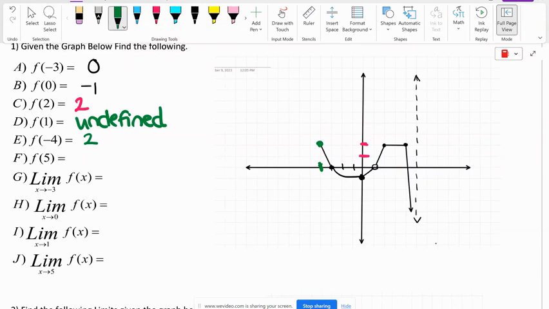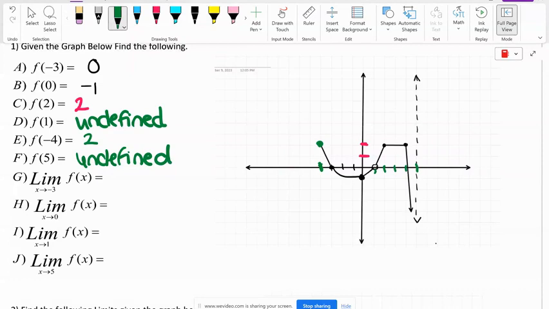And now we're going to f of 5. Well, this is 1, 2, 3, 4, 5. What is f of 5? What does this dash line represent? An asymptote. The dash line represents an asymptote. So what does that mean for that asymptote? It is also undefined. It means our graph can't go there. That's what the asymptote means.